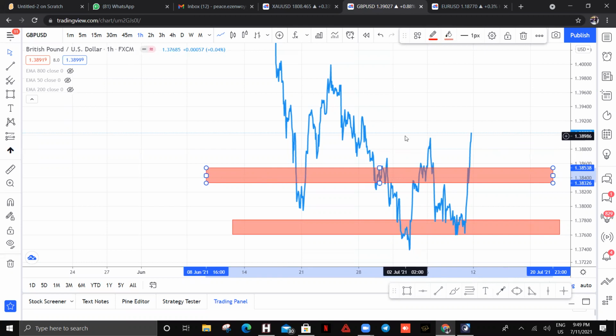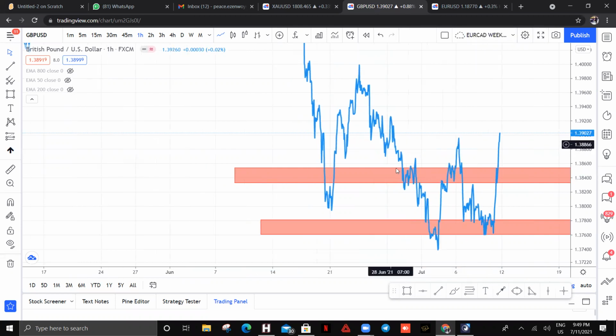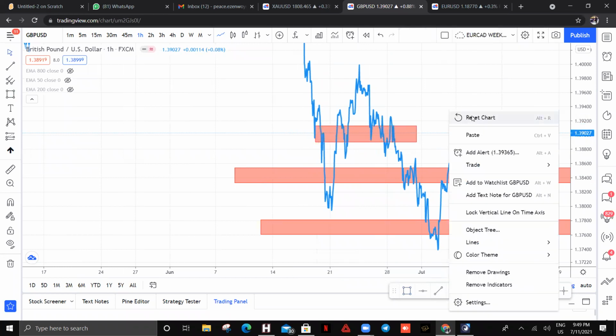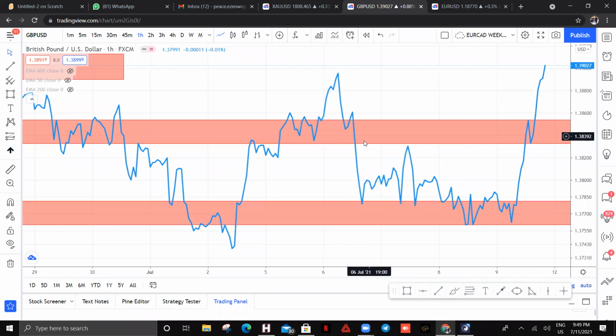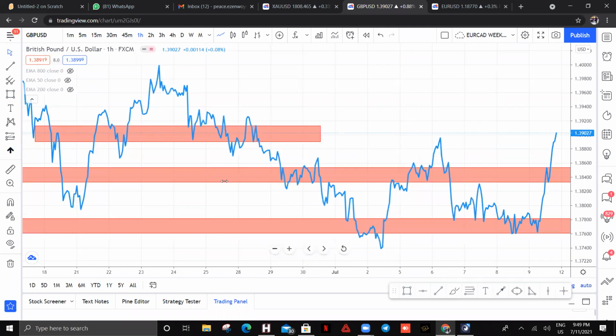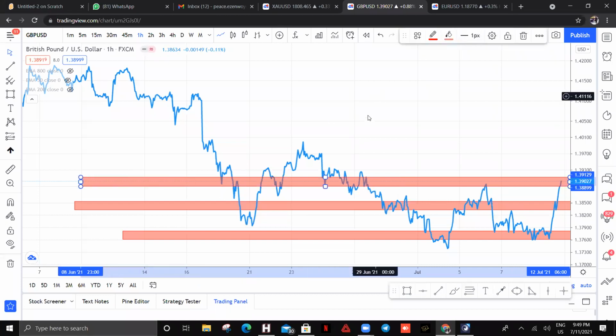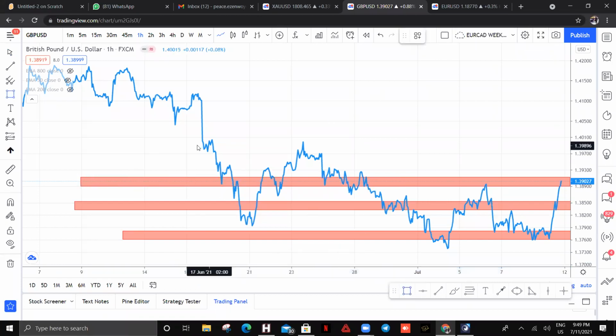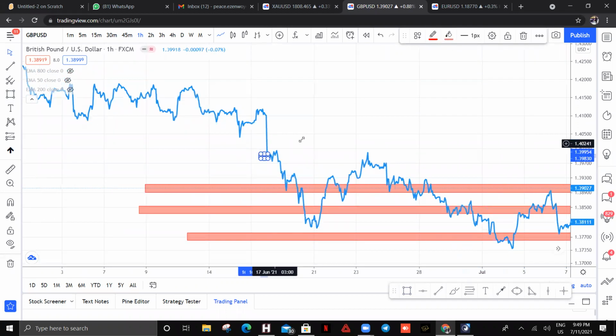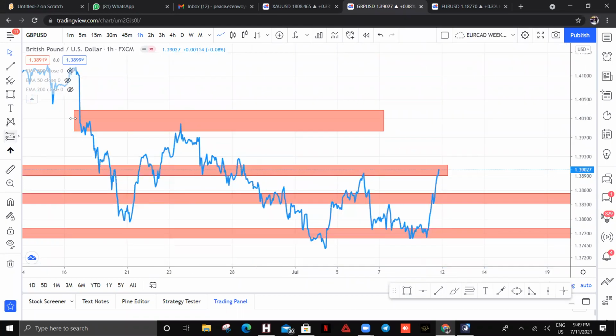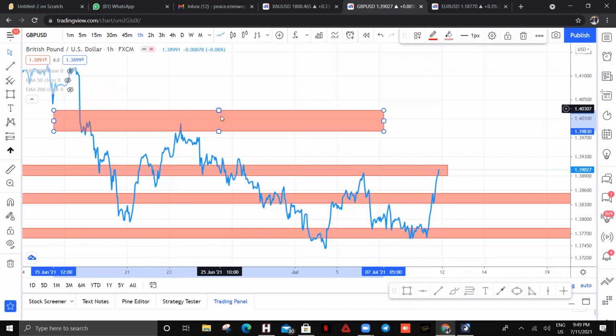So let's see if we have another pullback to identify. Yes, there's a pullback to identify. Somewhere around here. Let me reset this. Okay. I hope you guys can hear me. I'm seeing that my network is unstable. You can see another pullback here. So this is how easy it is. This is one of the simplest ways of identifying your zones.